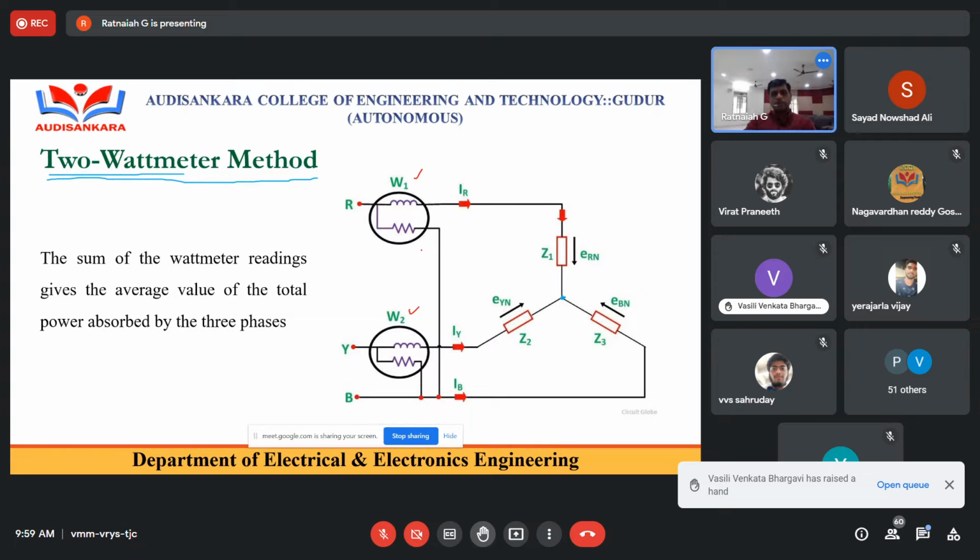Suppose you want to connect the same wattmeter W1 for B, W2 for Y. Suppose the wattmeter is connected to B. Then the current coil is always connected to B, but the pressure coil is always connected to R. And the next wattmeter, W2, connected to Y, its pressure coil is also directly connected to the R phase.